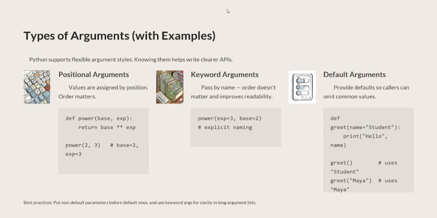So the third type is default arguments. Sometimes a function has a value that is commonly used. Instead of passing that value every time, we can provide a default value.